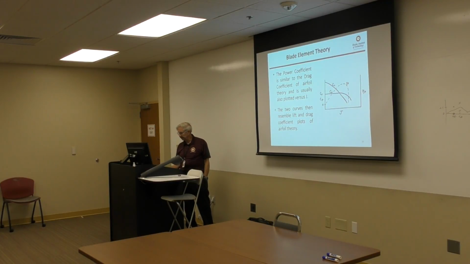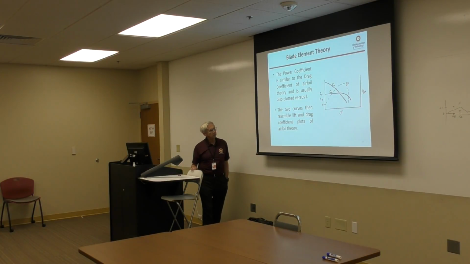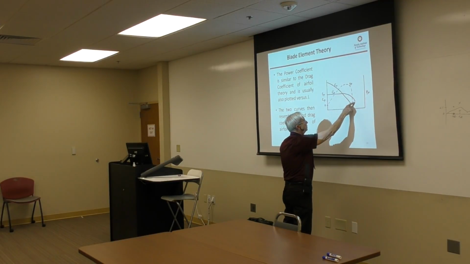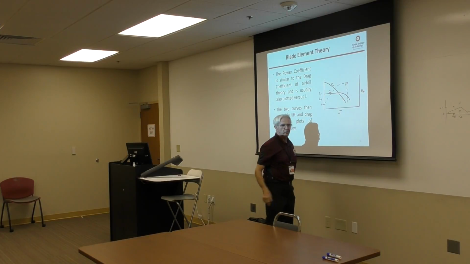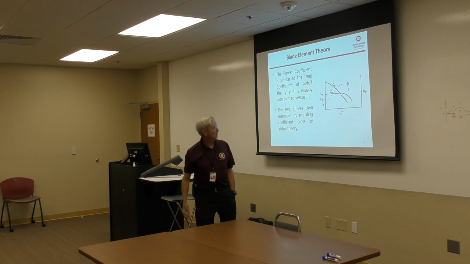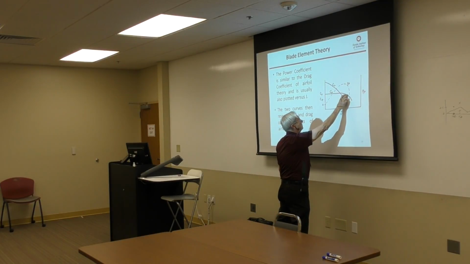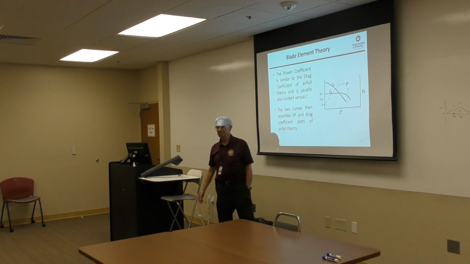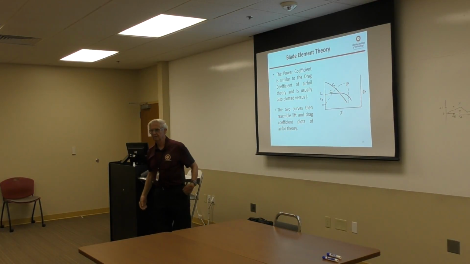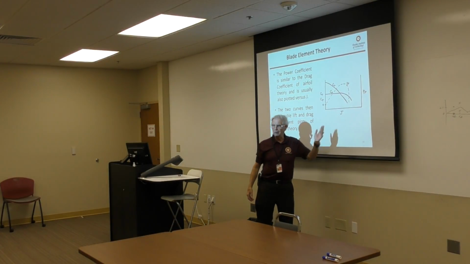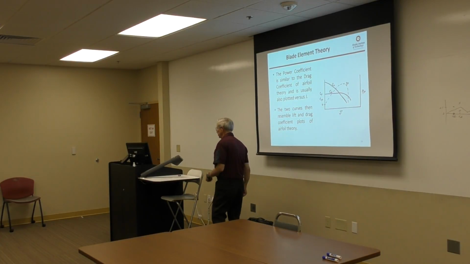And then we can plot these things like this. The power coefficient is similar to the drag coefficient of airfoil theory, and is usually also plotted versus J. So here we have C sub T. That looks like a CL alpha curve turned on its side. And we have C sub P that looks like essentially a drag coefficient plot. All versus our new angle of attack, which we call advance ratio.